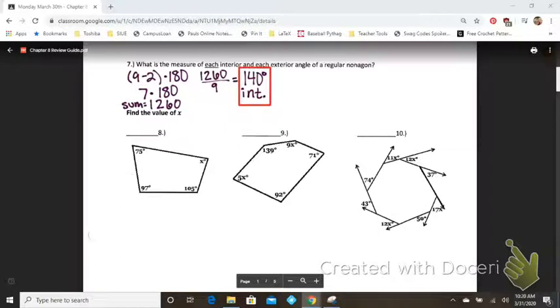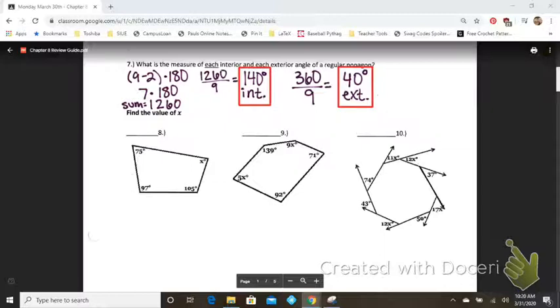We also want to know the measure of each exterior angle. For any convex polygon, the sum of the exterior angles is 360. We would again divide that by how many angles there are, and we would get that each exterior angle should measure 40 degrees. You should also know that an interior angle and an exterior angle should be supplementary to each other. So if you do problems like this and you don't get an interior and an exterior that add up to 180, something's wrong.